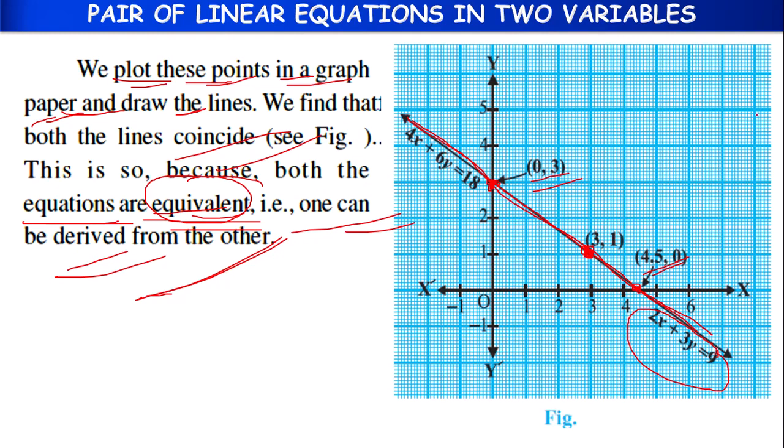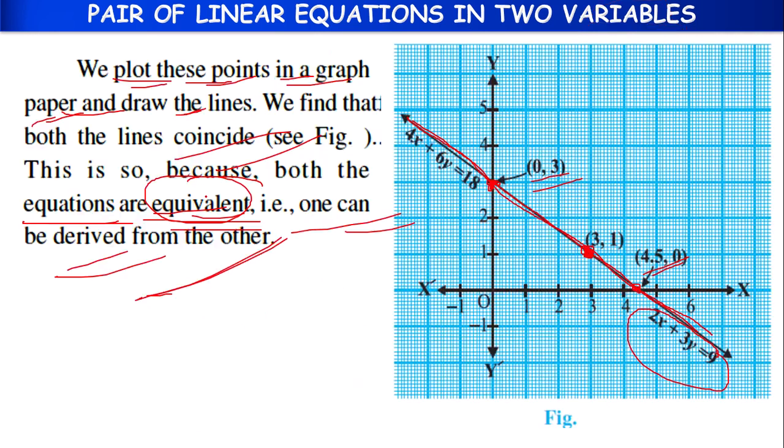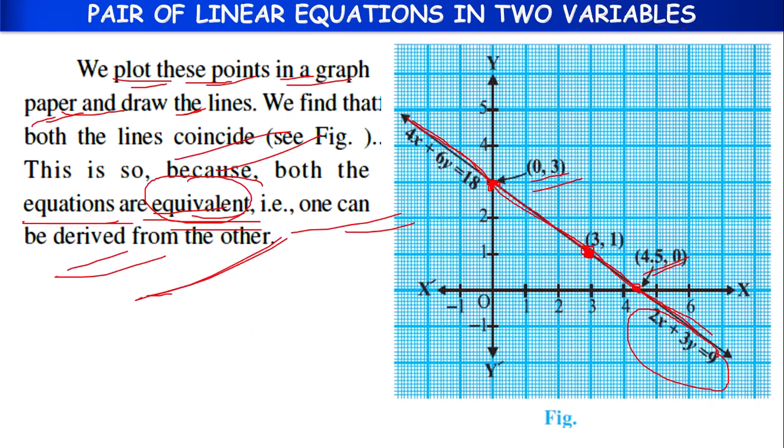So all the points satisfy the equation. Suppose this point (3, 1) also satisfies this equation. Suppose x is 3, 9 minus 2 into 3, 9 minus 6, 3, 3 by 3, 1. So for both the equations the ordered pairs will be the same because they are lying on the same line.